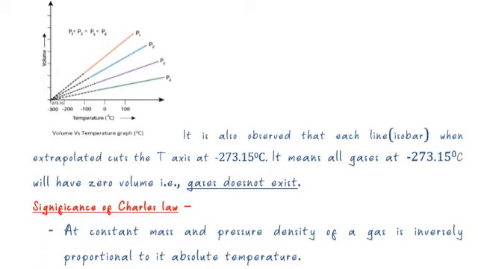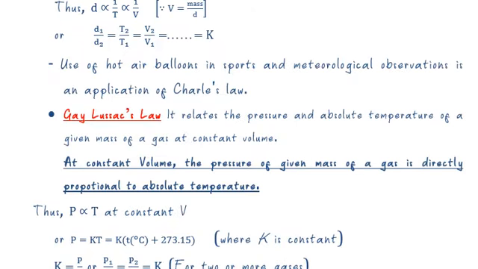At constant mass and pressure, density of a gas is inversely proportional to its absolute temperature. So density is inversely proportional to temperature, and density is inversely proportional to volume. Therefore d1/d2 = T2/T1 = V2/V1 = constant. Use of hot air balloons in sports and meteorological observation is an application of Charles' law.